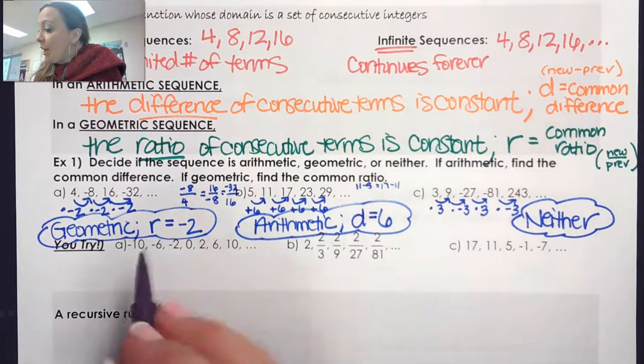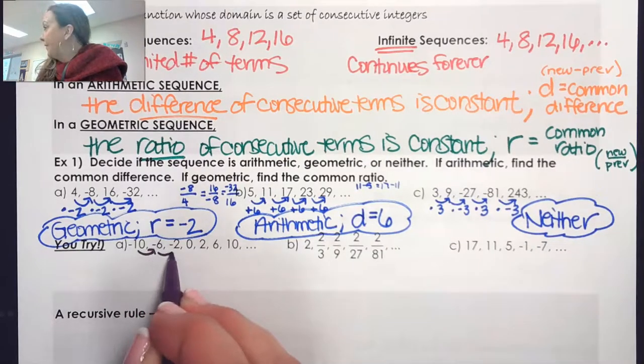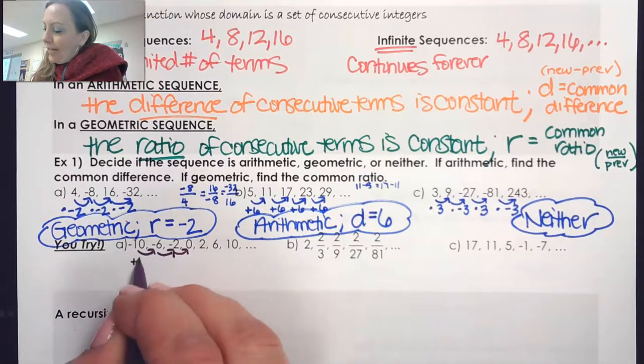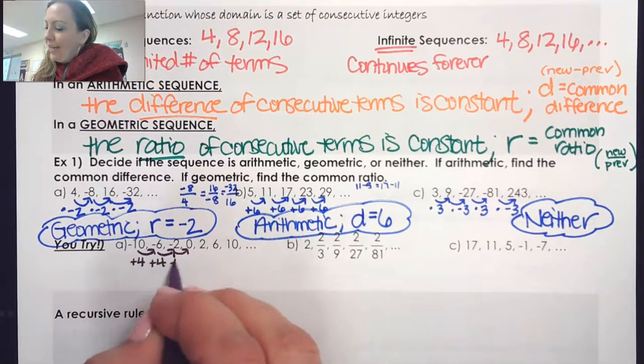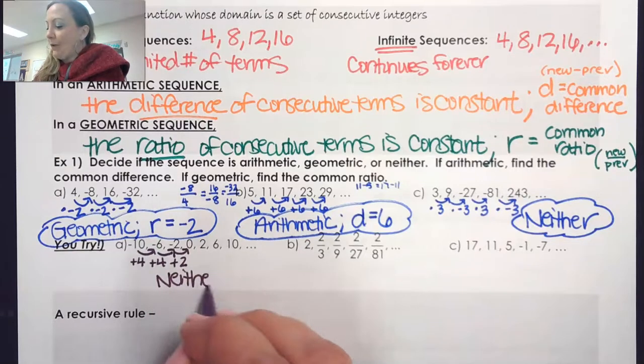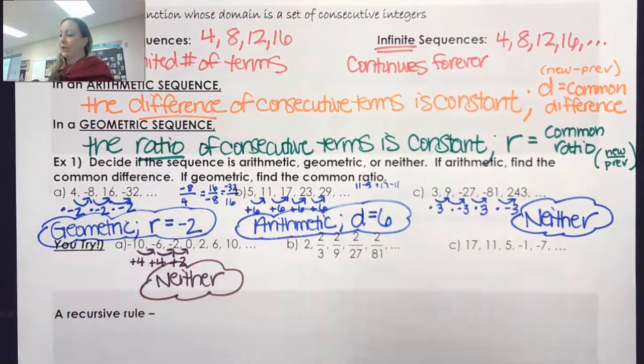Neither. Now it starts out looking pretty arithmetic, right? But do you see that this isn't consistent? We're adding 4, adding 4, adding 2. That's not a consistent pattern throughout. So that's a neither. Okay.